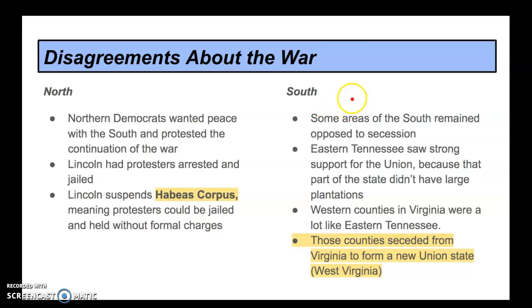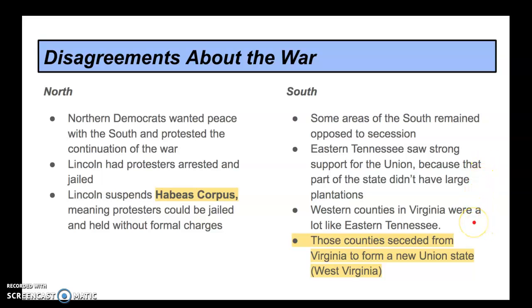So in the South, again, disagreement. Not everybody in the South feels the same way about secession or slavery or the war. So some areas of the South remained opposed to secession. So here are a couple critical ones. So one of them is Eastern Tennessee. It's mountainous. They don't have large plantations, relatively few slaves. They still had strong support for the Union.